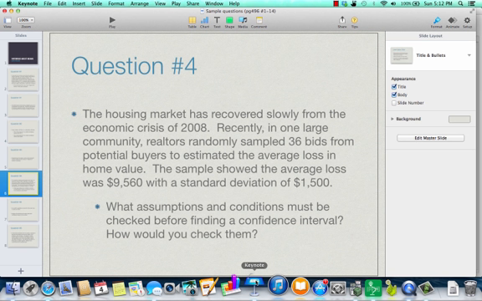Well, remember, we have 2 assumptions and conditions that have to be met. First one, we have the independence assumption. Now, for the independence assumption, our data have to be independent from one another. And to do that, the easiest way is to use a random sample. And it told us in this problem that they used a random sample, so we can check off the independence assumption.